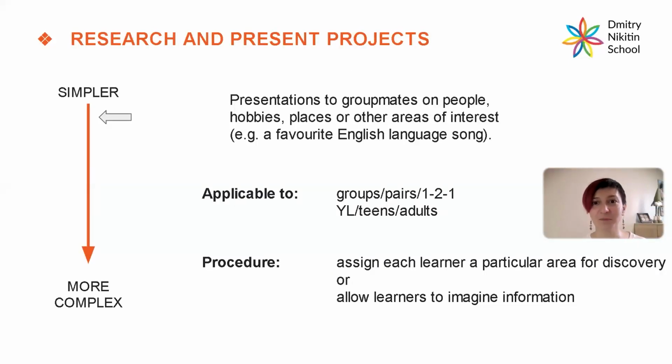The first type is, as you may see, the simplest, according to this scale. This is research and present projects. By the way, this is the one, the mango thing, which I was speaking about a minute ago. This is any kind of presentation which is done to group mates, and it can cover any kind of topic. Hobbies, places of interest, favorite fruit, transport, whatever. Whatever topic you are currently covering, you can wrap it up into a project.